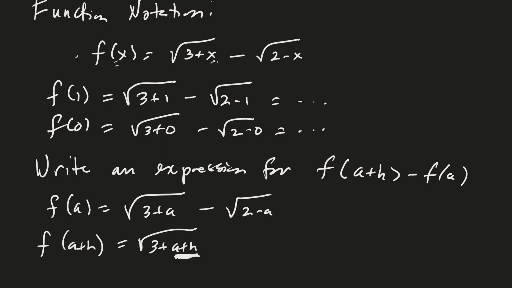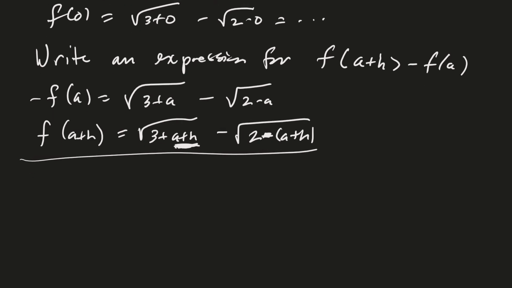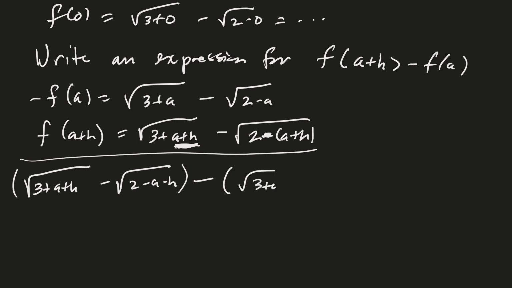Notice that this whole thing is being replaced. I know some people will add on the h outside, but that would be incorrect. And so this would be 2 minus a plus h as a quantity. Good. And so we would just subtract those to get our expression. So that would be the square root of 3 plus a plus h minus the square root of 2 minus a minus h, minus the square root of 3 plus a minus the square root of 2 minus a. Good. This would be my final answer then.